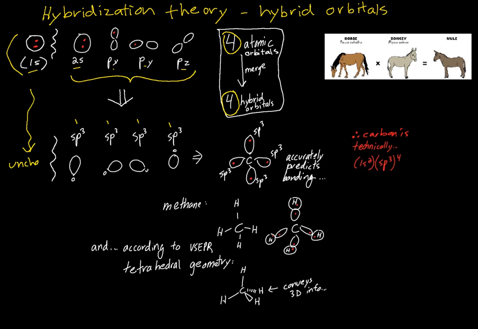And the 1s stays unchanged, so we almost usually forget about that. So carbon is technically, to be completely correct, 1s2 sp3 4, where each of these new shaped orbitals are sp3 orbitals. According to VSEPR, they will repel each other and get as far apart as possible. And that's what happens in this picture right here. All 4 sp3 orbitals will arrange themselves in what's called a tetrahedron. So methane is tetrahedral in geometry.